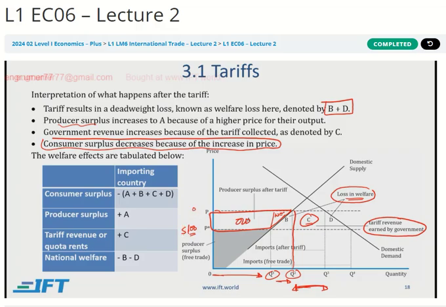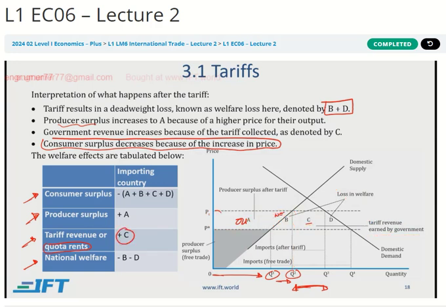And this is important because from an exam perspective, these are the type of questions you can get, that they can ask you to calculate the consumer surplus or the producer surplus or the tariff or the rent, quota rent. Quota rent we will look at in the section where we talk about quotas, but here we're going to look at the tariff revenue, which is C. So let me discuss all of these one by one, because this is important from an exam perspective.